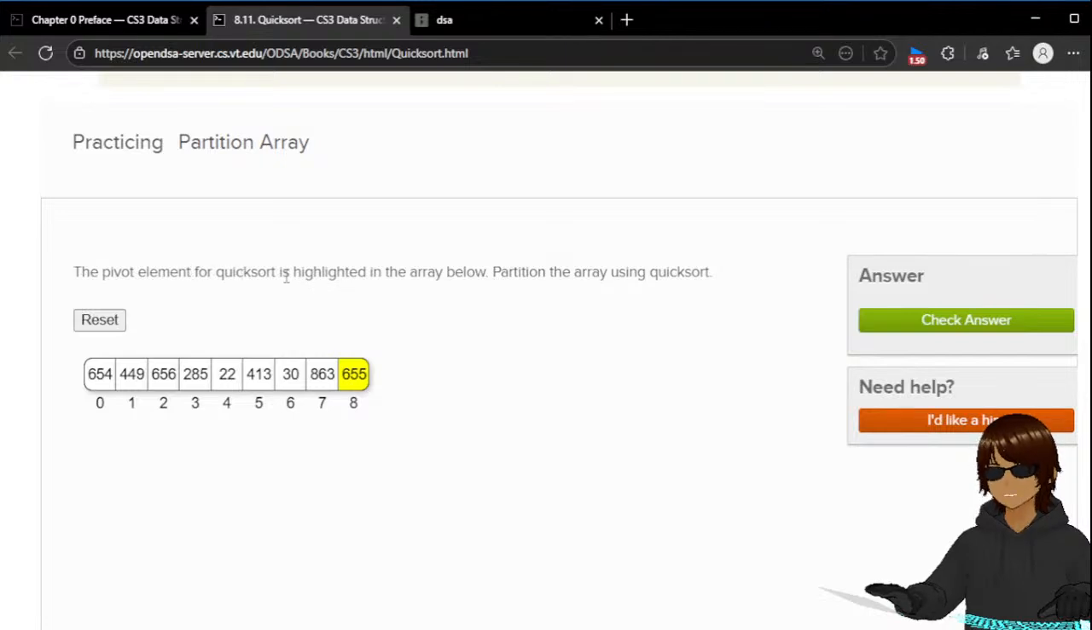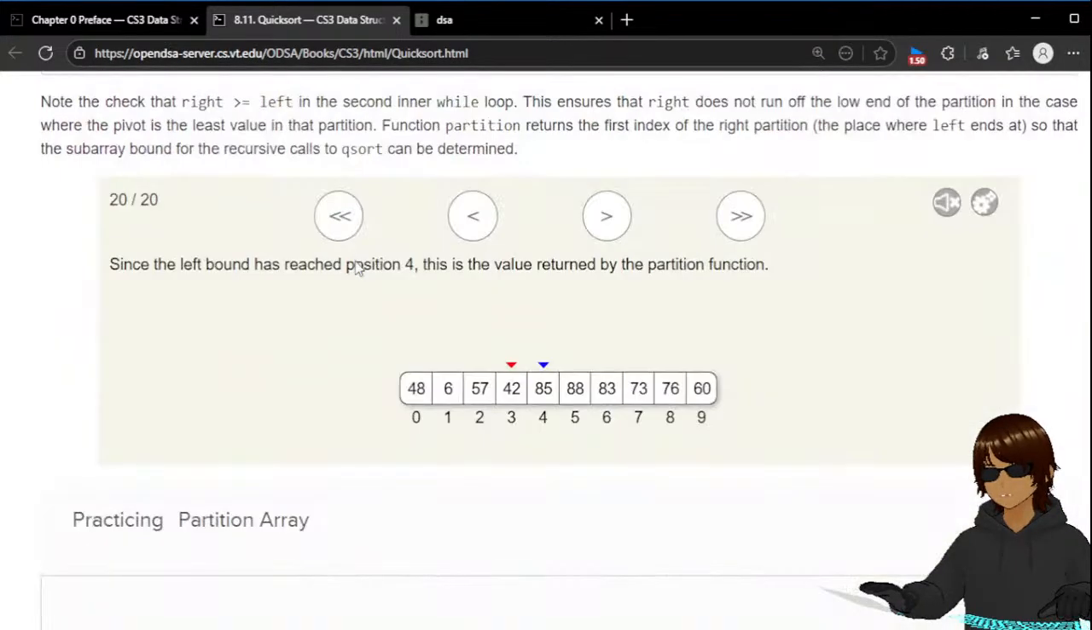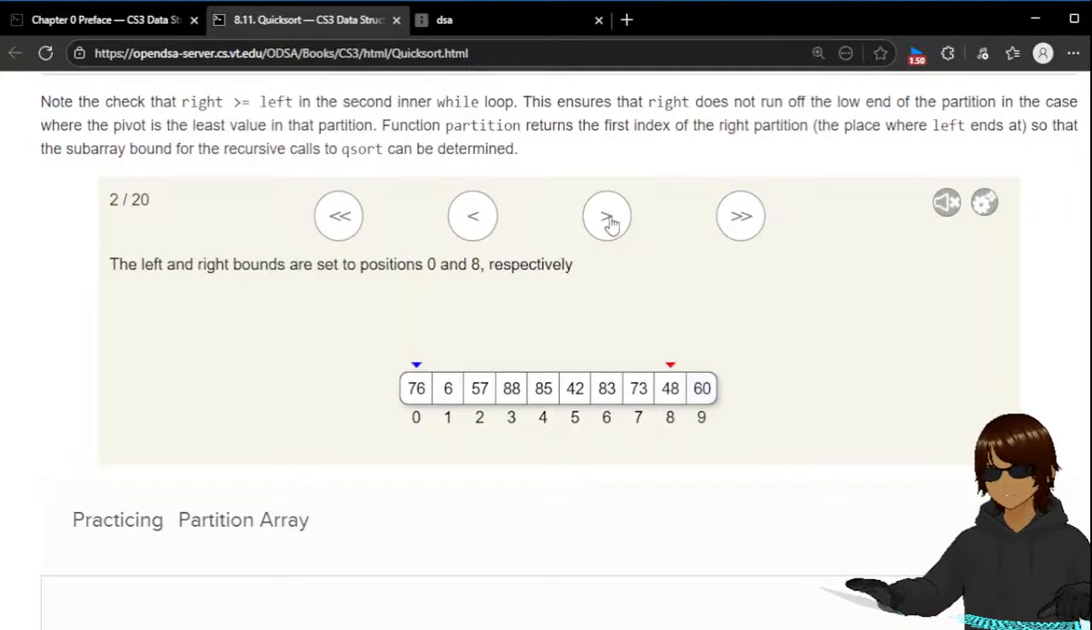Pivot element for quicksort is highlighted in the array below. Partition the array using quicksort. Wait. So this is the pivot element. So we start with the two ends, right? 0 and 8.